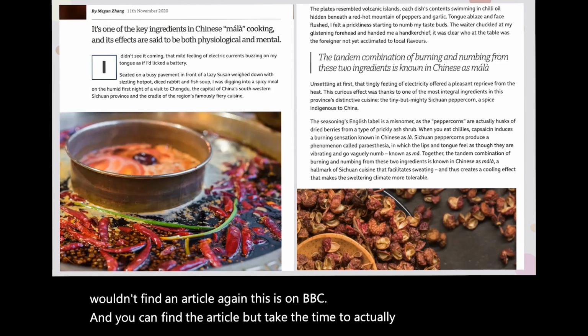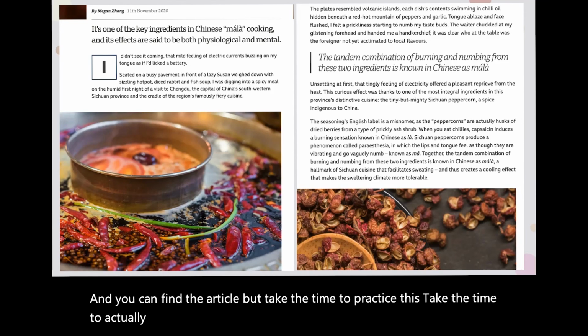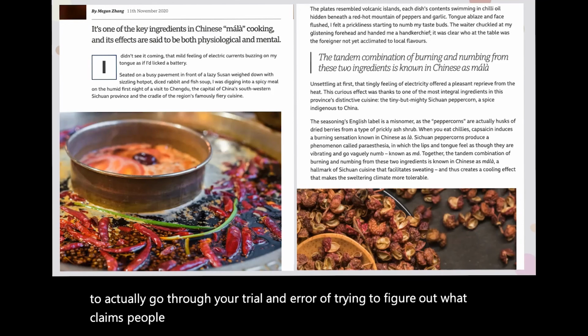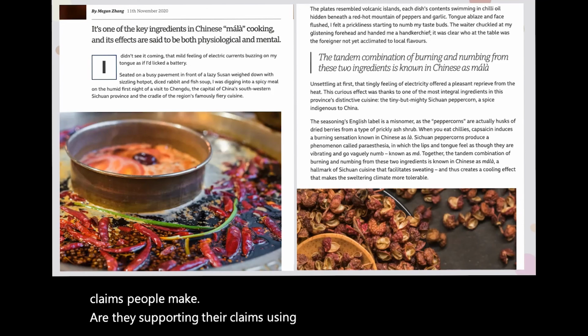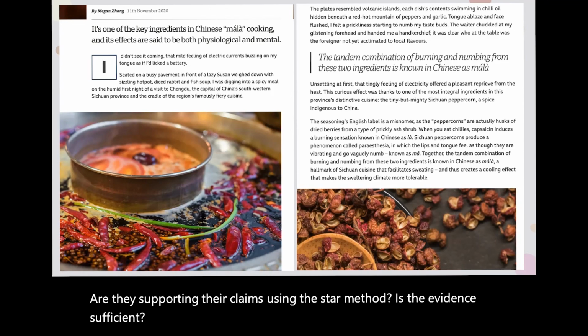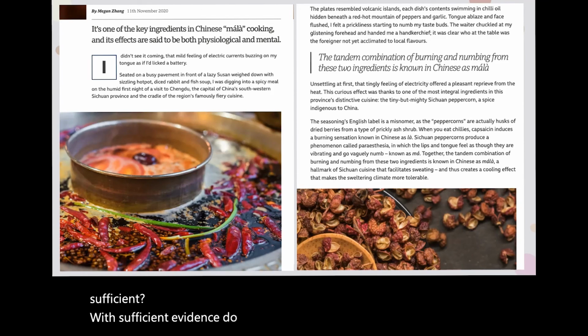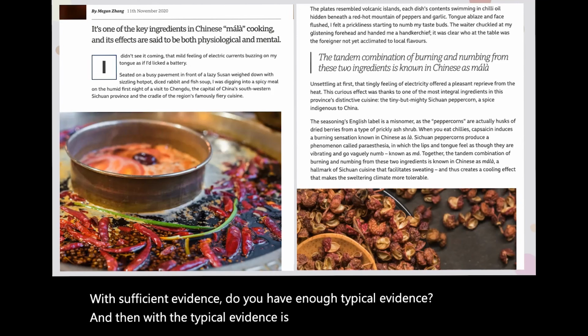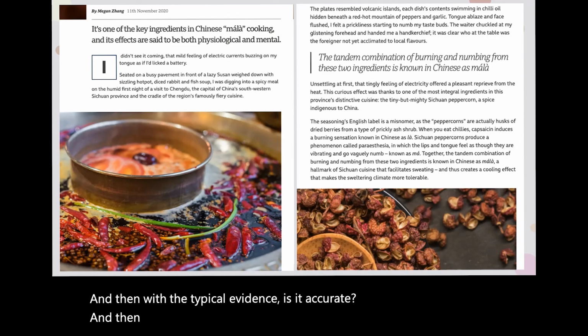Take the time to actually go through your trial and error of trying to figure out what claims people make. Are they supporting their claims? Using the STAR method, is the evidence sufficient? With sufficient evidence, do you have enough typical evidence? And then with the typical evidence, is it accurate? And then finally, how relevant is it?